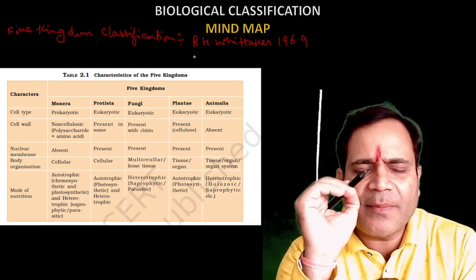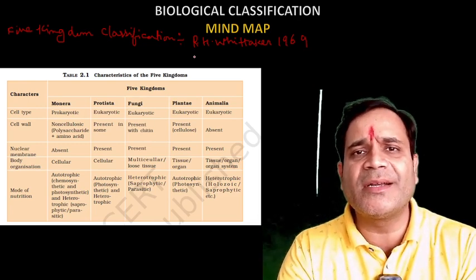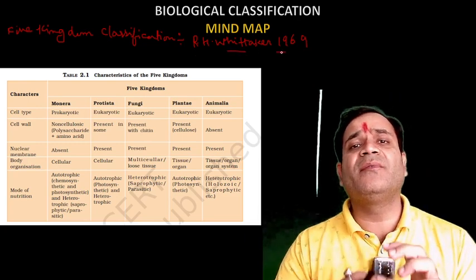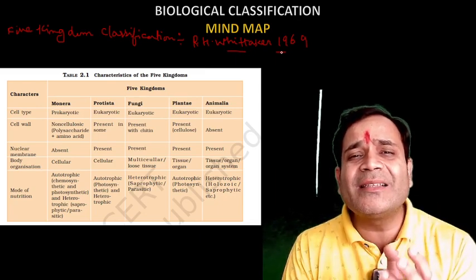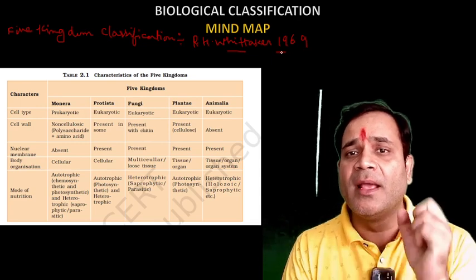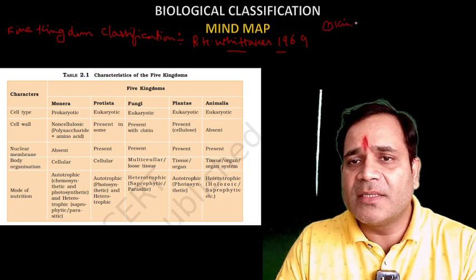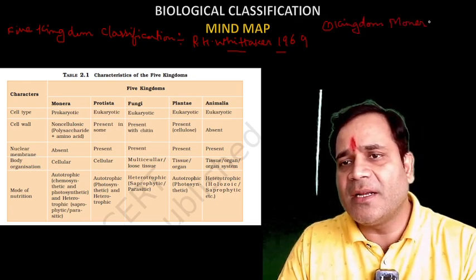Now see, the five kingdom classification was given by the scientist R.H. Whittaker in 1969. Whenever Whittaker gave the five kingdom classification, what are the five kingdoms? This is the first thing you must know. The first one is kingdom Monera. See what I'm writing here, the first kingdom, kingdom Monera.